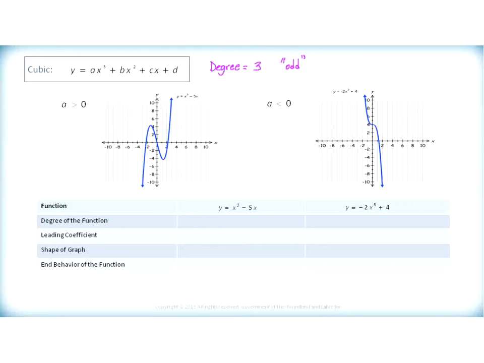So let's look at two examples. In the first case, we have the function y equals x cubed minus 5x. The degree of the function is 3. The leading coefficient in this case is 1. And the shape of the graph is what we refer to as a sideways F. The end behavior of the function, it extends up into quadrant 1 because of the positive leading coefficient, and down into quadrant 3.